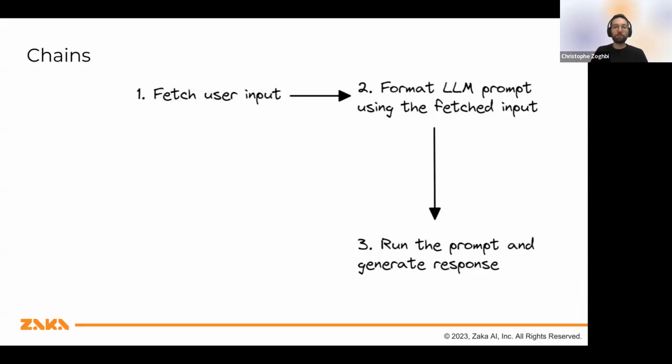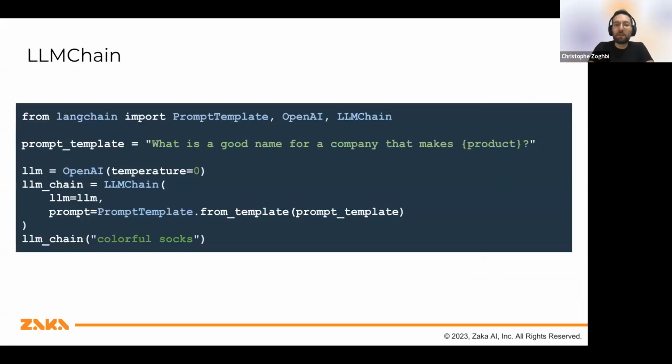You want to get the user input, format it to the format the LLM is expecting, run the prompt and get the response from the LLM, and then get the results back and do something else. That's where chains come in. You can chain multiple things together, and there are built-in chains available, like the LLM chain.